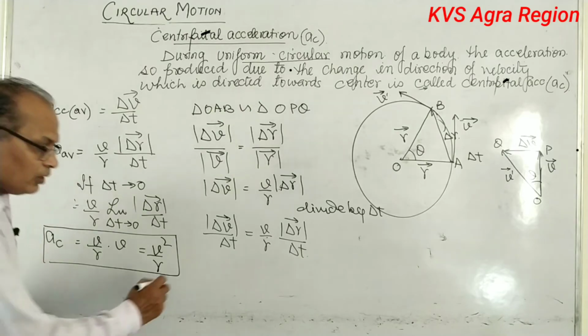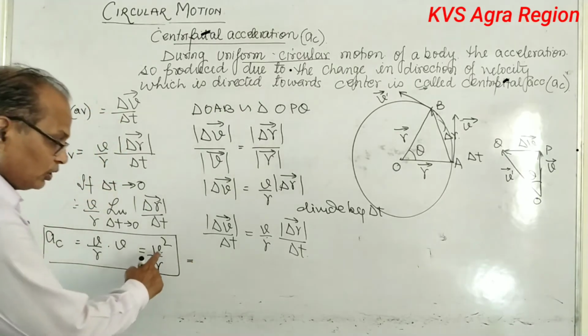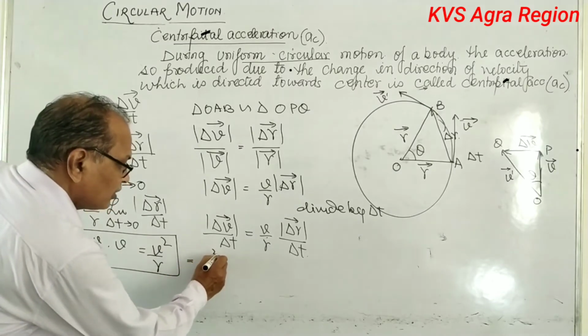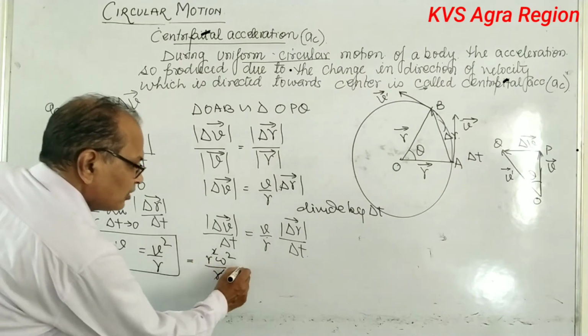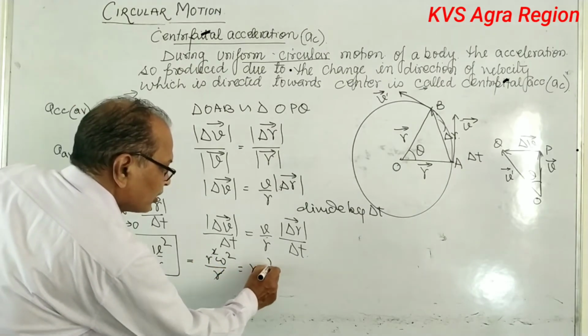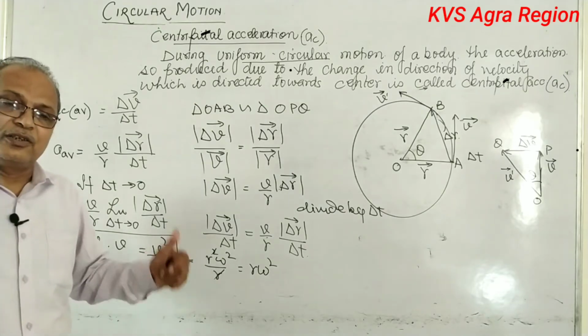Now, v can be written as r omega also. So this can be written as r square omega square upon r. R will get cancelled, so it is r omega square. This is also the expression for the centripetal acceleration.